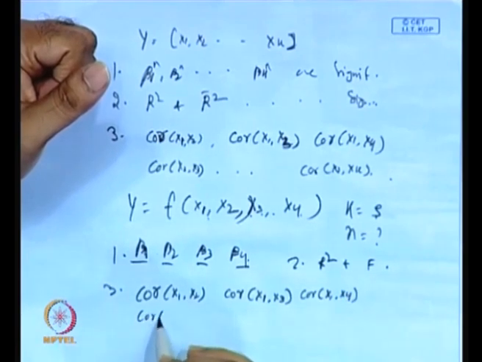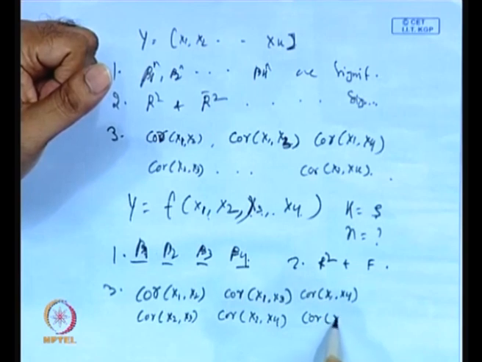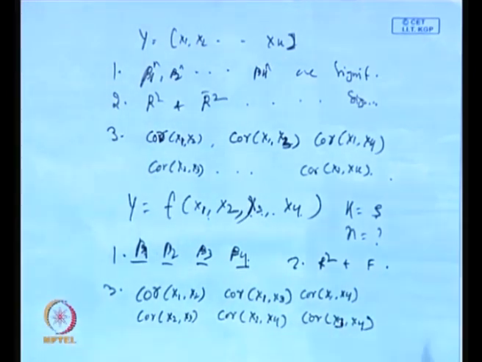Then correlation between x2, x3, then correlation between x2, x4, then finally correlation between x1, x4. X1, X4 is already there. So, X3, X4. So, these are the 6 possibilities for this particular setup.